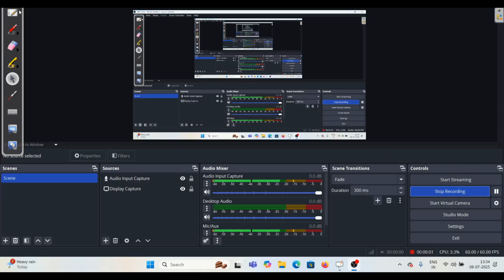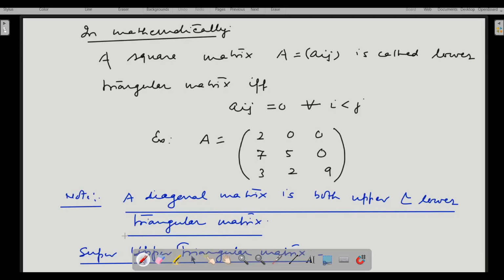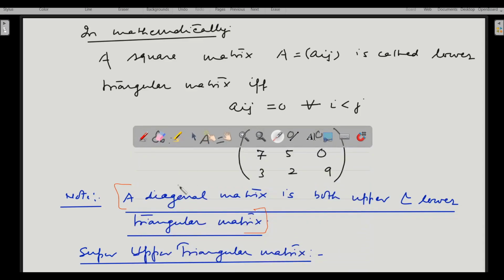So let's learn about upper triangular matrix in this particular class. Okay, super upper triangular matrix. Up to here we had already learned that a diagonal matrix is both upper and lower triangular matrix. This particular fact we had already learned. Now we will learn about super upper triangular matrix.